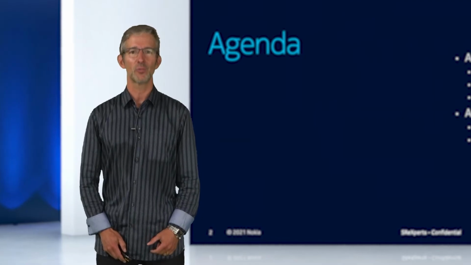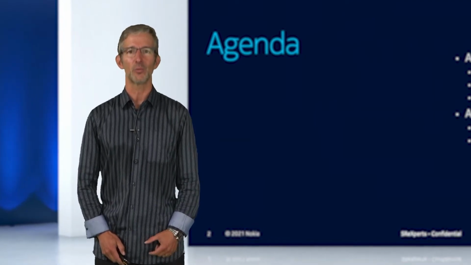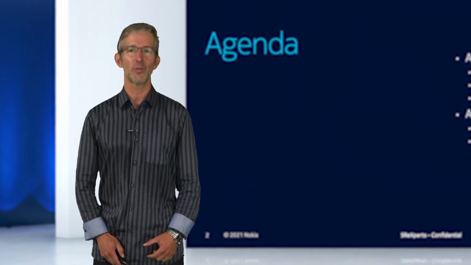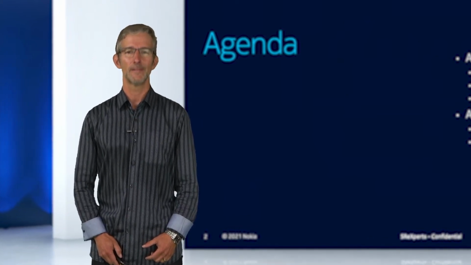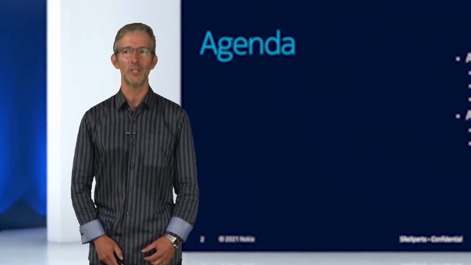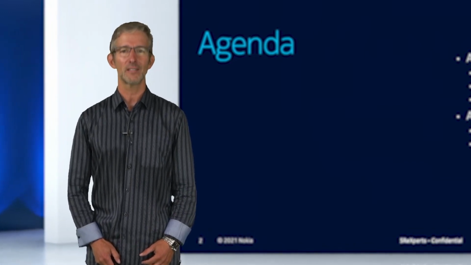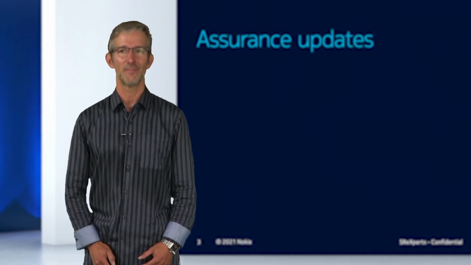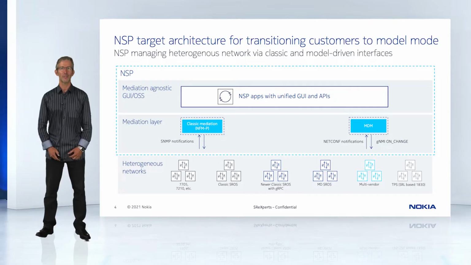On the assurance side, we'll focus on an update on network and service assurance, inventory management, and dashboards. On the analytics side, we'll focus on two brand new components that we have called Indicator Analytics and Baseline Analytics. Let's start with an update on the assurance part of the portfolio.